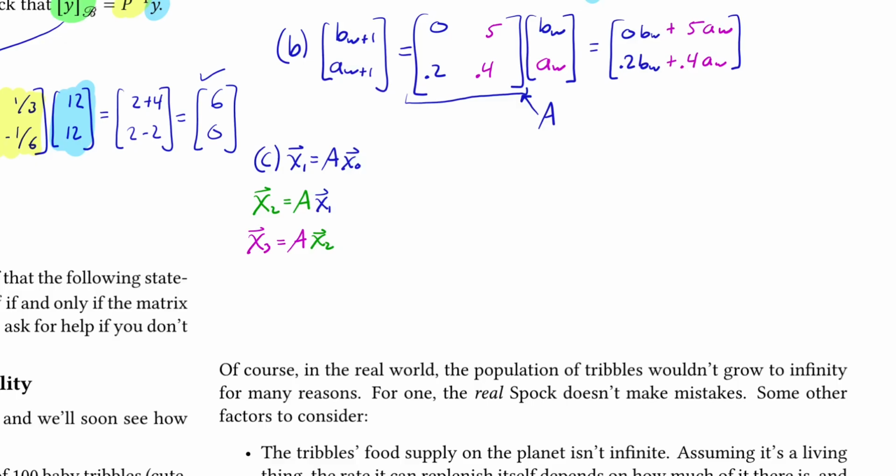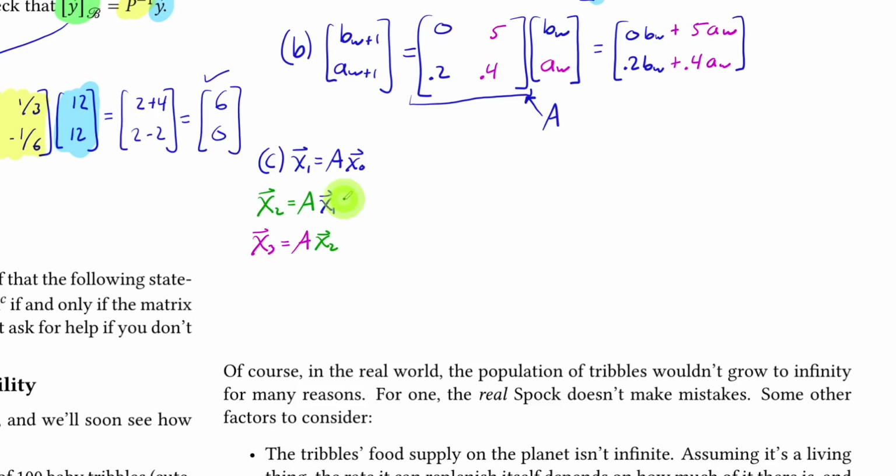But repeatedly multiplying, isn't there another way to describe that? We can call that exponentiation, right? So how do we write this as exponents? Well, the A times x1 thing here, we could think of as A times A times x0. And you could just write that as A squared times x0, like so.